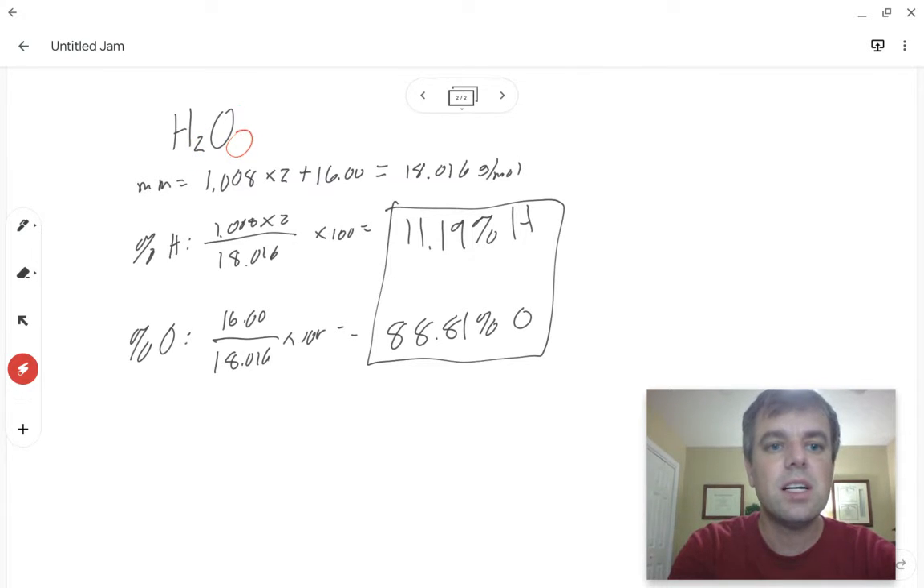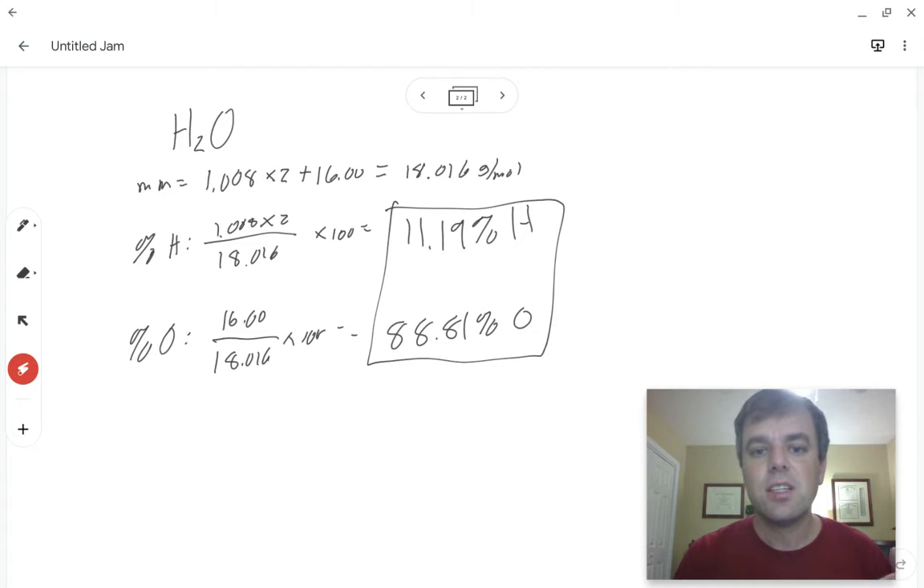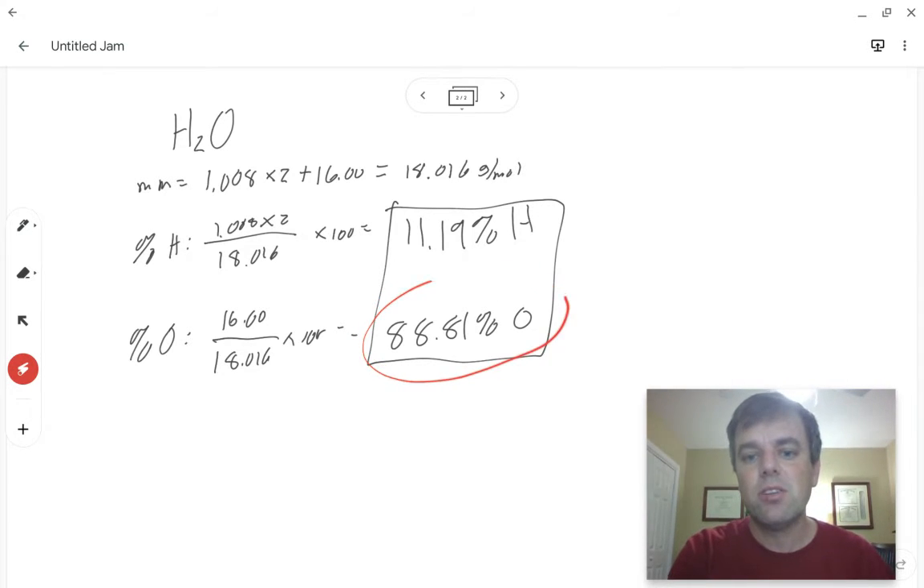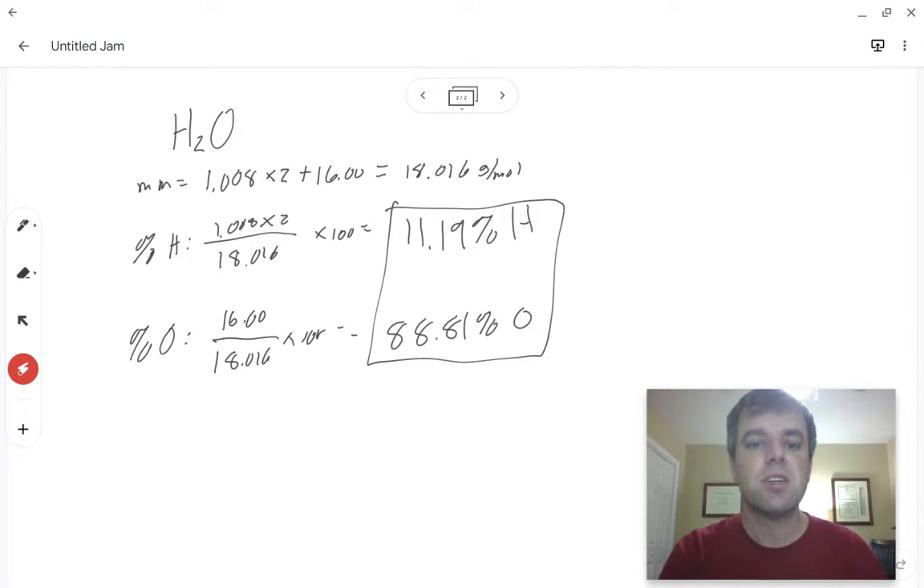Now, if you think about it, this should make sense that even though water consists of two hydrogens and only one oxygen here, since oxygen weighs 16 times as much as hydrogen, then the vast majority of the mass of a water molecule is the oxygen, because the oxygen is so much heavier.